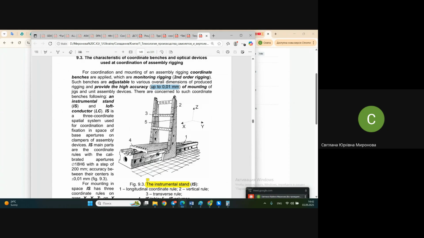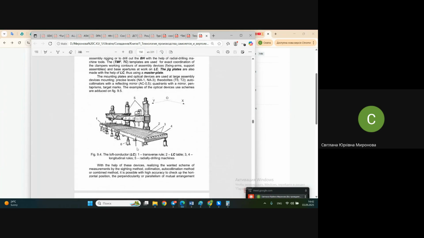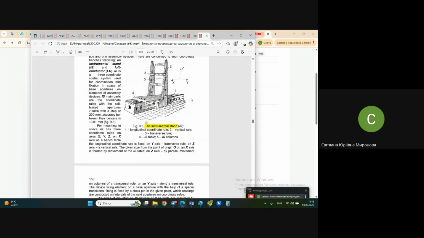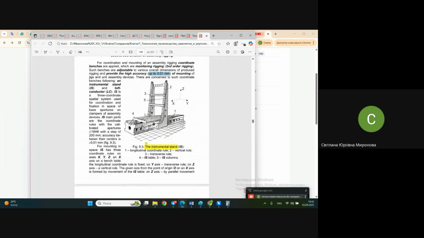What accuracy may you provide by using a normal ruler with millimeter divisions? Plus minus 0.5. And this one is 0.15 times more accurate, despite great sizes and so on. These technological rulers may be flat, two-dimensional only. In this case, they are called loft conductor. To be frank, when they are accompanied with the drilling machine, it should be called loft conductor. It's a two-dimensional ruler, it's a three-dimensional ruler.